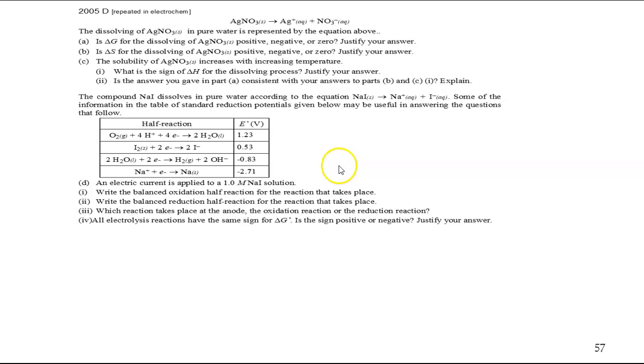I hope I got all that right. I don't know if they asked for it. They asked for balanced oxidation, check. Balanced reduction, check. Which reaction takes place at the anode, oxidation or reduction? An ox. Oxidation takes place at the anode. Finally, all electrolysis reactions have the same sign for delta G. Well, you're pumping energy into an electrolysis reaction, so delta G will be positive.